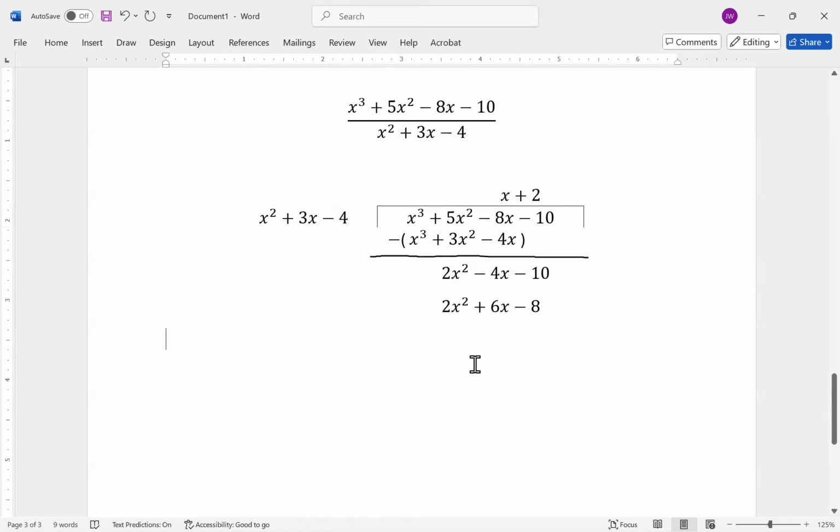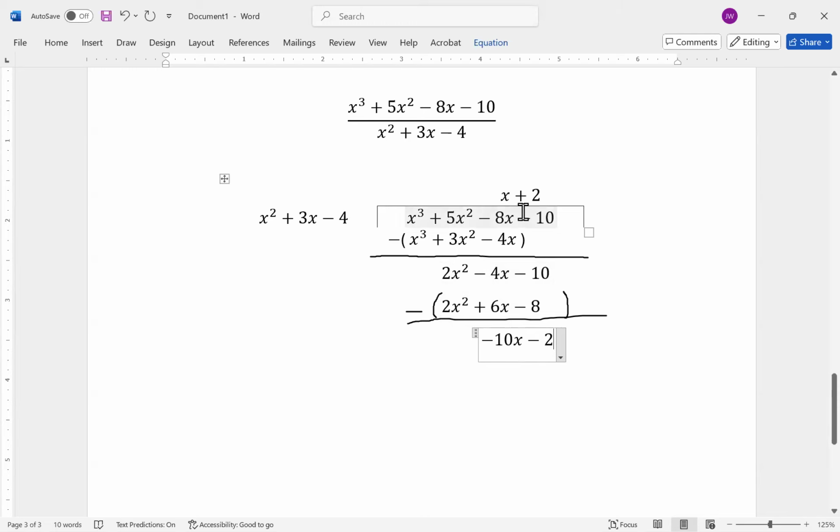And then once again, I'm going to subtract that. Usually we write a line underneath, and I put parentheses around the entire polynomial, because I'm subtracting that entire polynomial. So we subtract that, and 2x squared minus 2x squared gives me 0x squared. Minus 4x minus 6x gives me a minus 10x. Minus 10, and then this is going to be a plus 8. So minus 10 plus 8 gives me a minus 2.